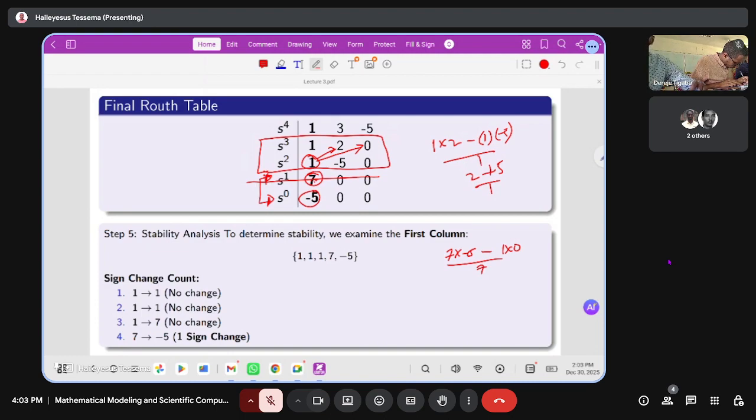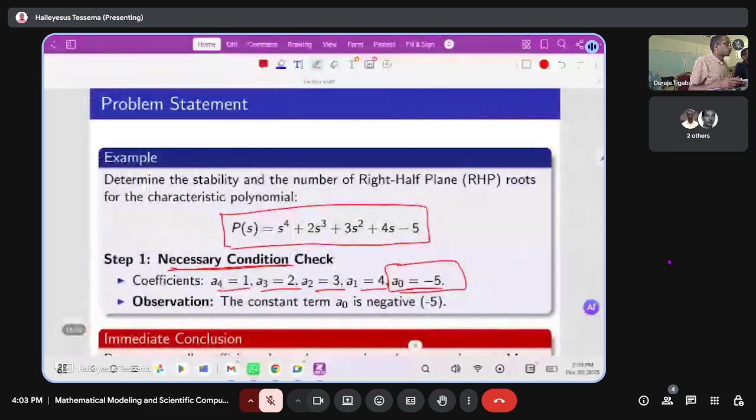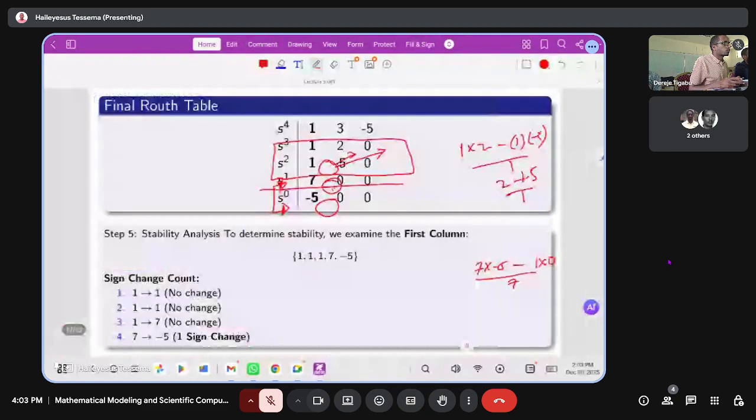So there is one root in the positive half plane, which means the roots of the characteristic polynomial are not all negative, which means the equilibrium point is not stable. Directly, from the necessary conditions, checking the coefficients, we have checked that they are not all positive, so it's not stable.